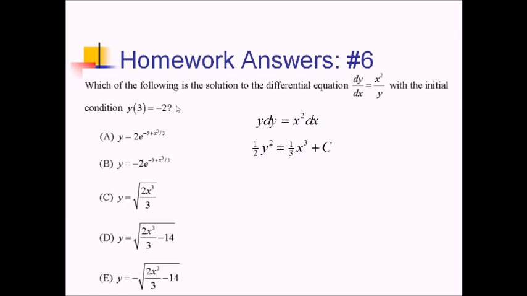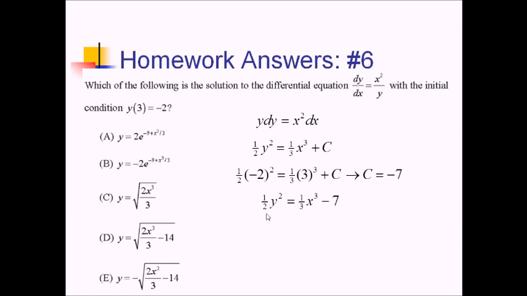Now let's use our initial condition. So this is going to be 1/2 (-2) quantity squared equals 1/3 of 3 cubed plus c. On the left side here, this is going to be 1/2 of 4, which is 2. On the right side, this is 1/3 of 27, which is 9. 2 minus 9 is -7, so that's our c value for this one. Plugging that back in, we've got 1/2 y squared equals 1/3 x cubed minus 7, and there was nothing else to really finagle there, no absolute values or anything.